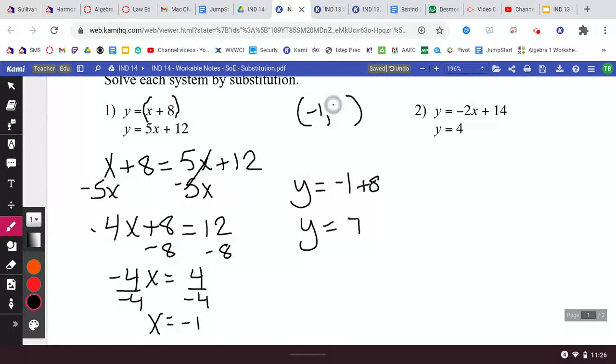So my y value of my system of equations is 7. So this is my answer. So I'm solving my system of equations. And if I was to graph y equals x plus 8, and then y equals 5x plus 12, if I were to put those both on a graph, they would intersect at -1, 7.